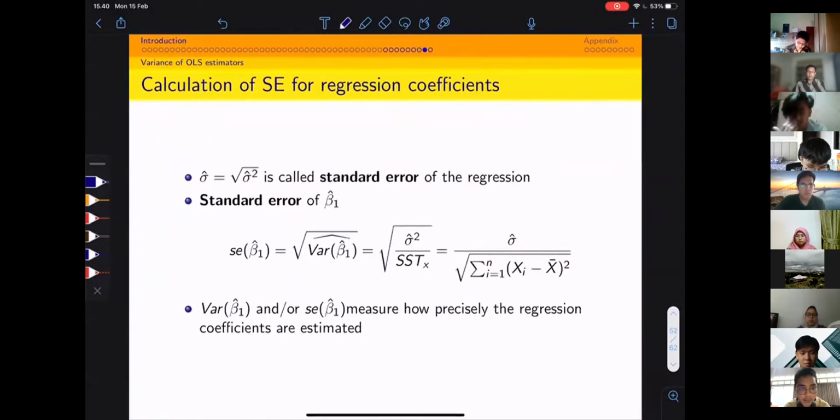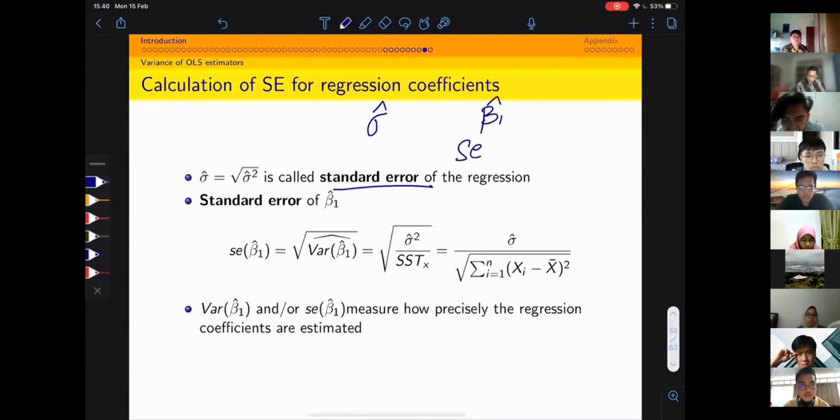So don't worry if you get lost, just try to read it. Now, if you have the sample variance of the residuals, then the square root of the sample variance of the residuals is going to be called the standard error, okay? And so not only do we want to estimate beta 1 hat, but we also want to estimate the standard error of the beta 1 hat. The standard error of the beta 1 hat is just the square root of the variance of the beta 1 hat, okay?